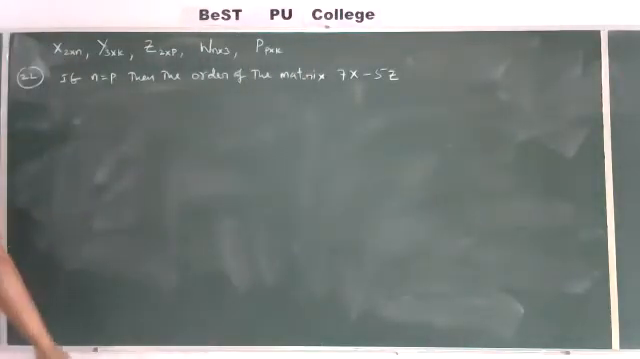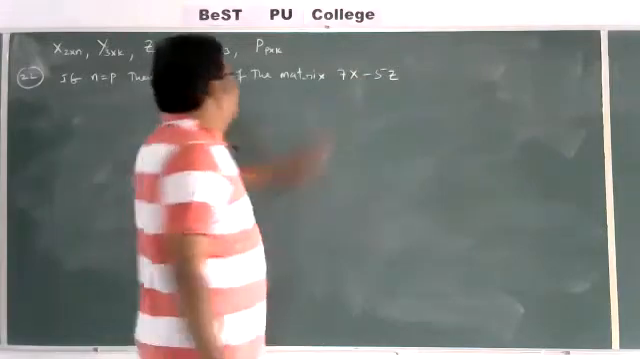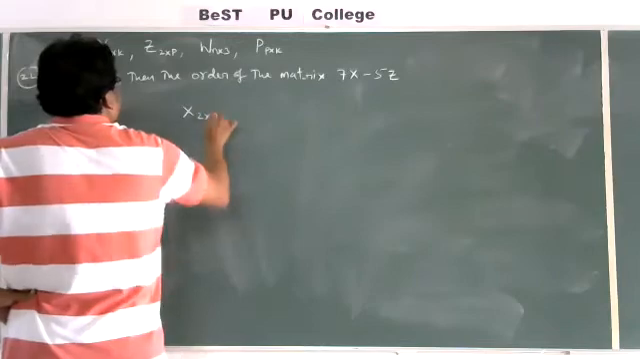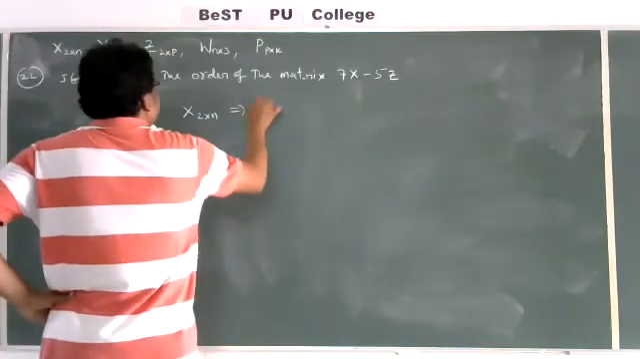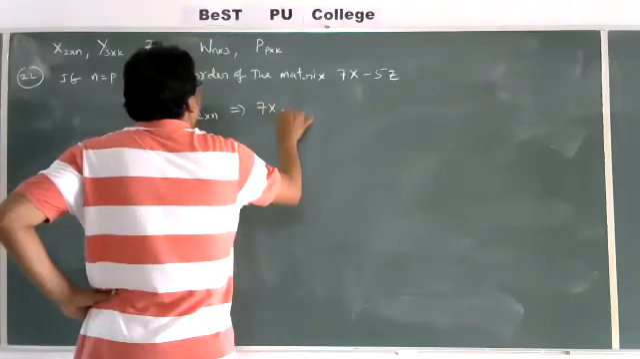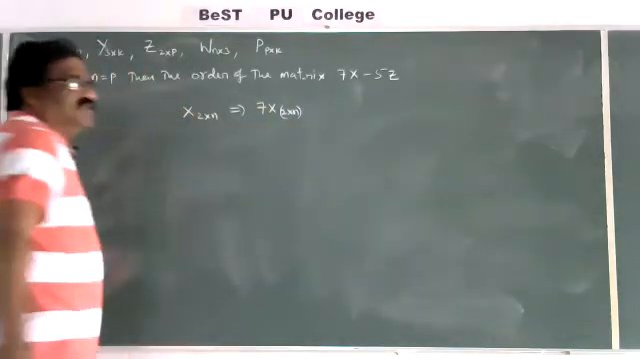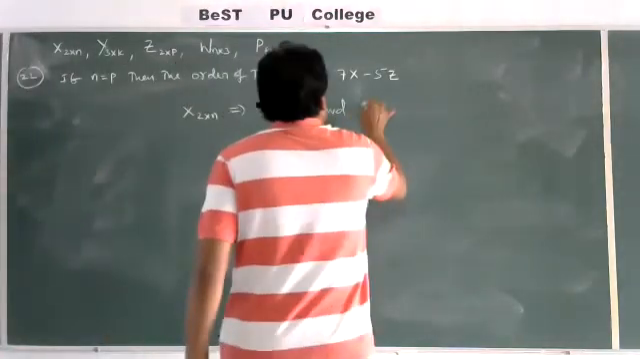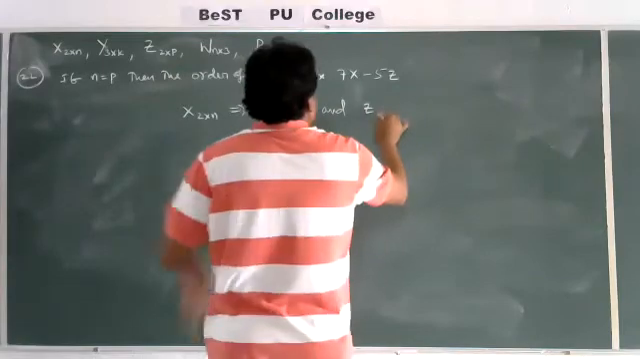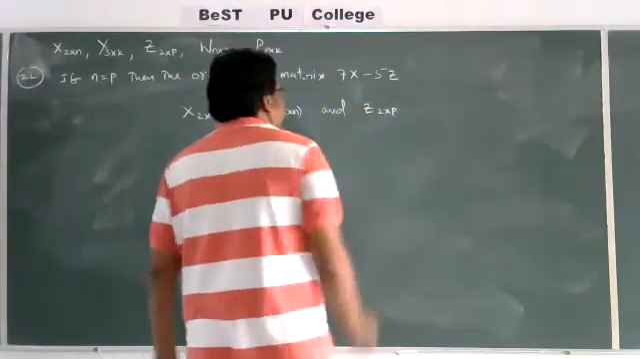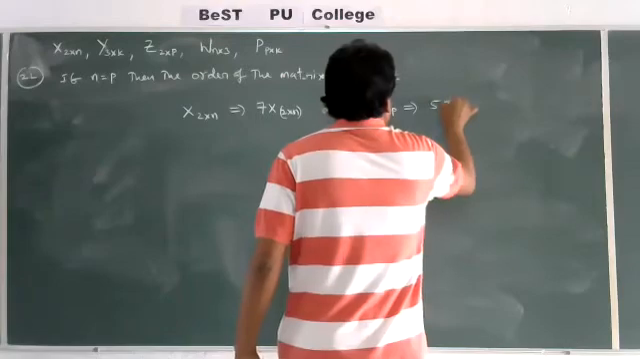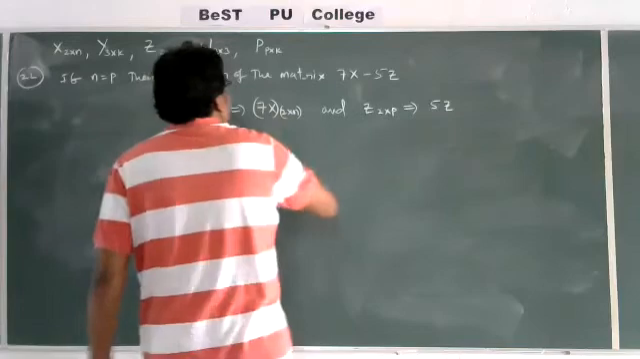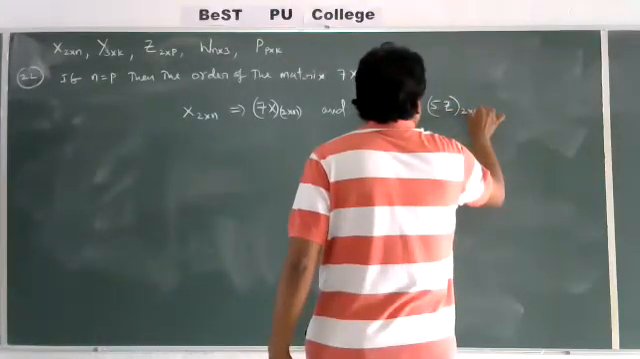Here, this is not multiplication, this is scalar multiplication. So X is the matrix given. X is a 2 by n matrix. That implies 7x is also a 2 by n matrix. And Z is a 2 by P matrix. That is, 5Z is also a 2 by P matrix.